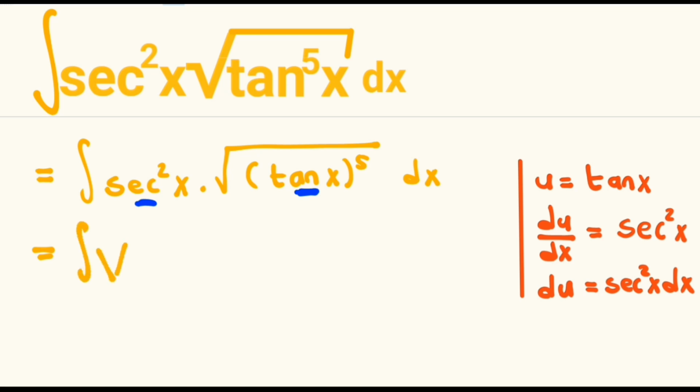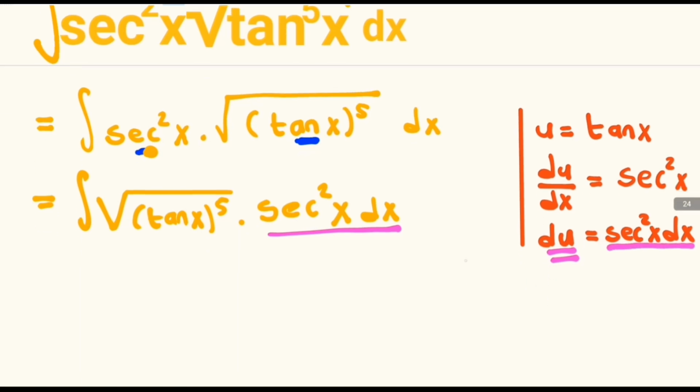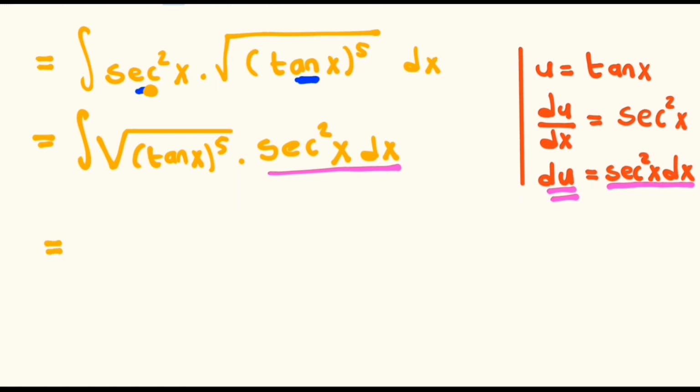So we have the square root of tan x raised to the power 5, and we multiply this by sec squared x dx. So in the place of sec squared x dx, we are going to substitute du, because du is equal to sec squared x dx, and this will be equal to the integral.